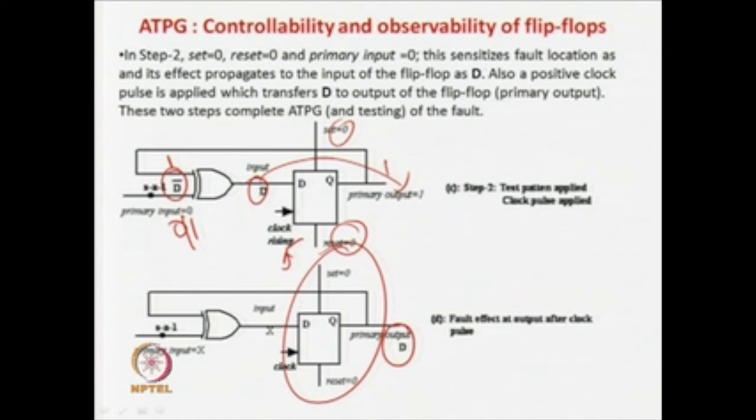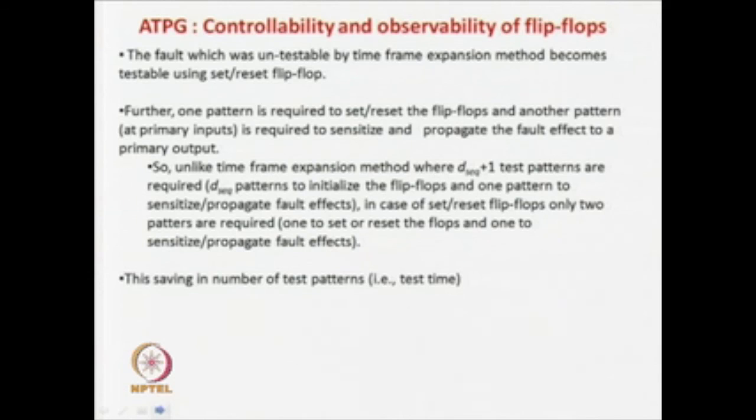So this solves a great deal of problem, that some of the faults which are untestable if you consider your circuit without the set and reset lines now become testable. Secondly, one more thing, which we will see in the other example. So what are the advantages of controllability and observability of flip flops with set and reset lines? A fault which was untestable by the time frame expansion method in the last lecture is now becoming testable using the set reset flip flop, that is one.